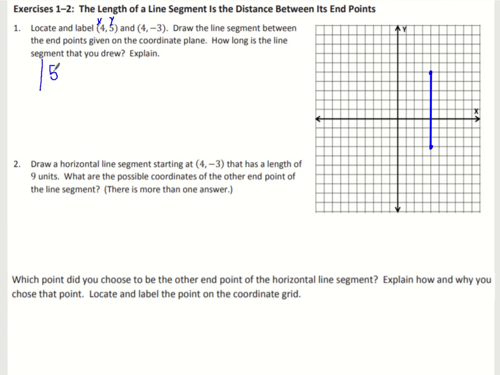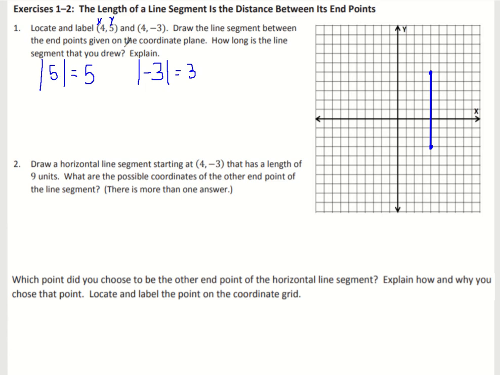So I'm going to find the absolute value of both of my y-coordinates. The absolute value of 5 is just going to be 5. The absolute value of my other number, -3, well, that's going to be 3. It's 3 units away from 0.